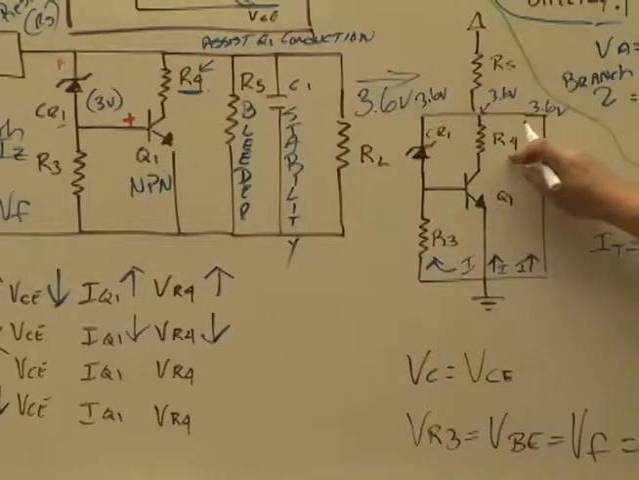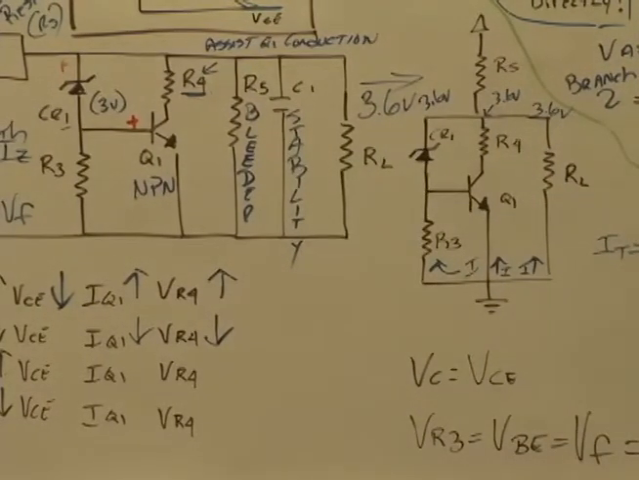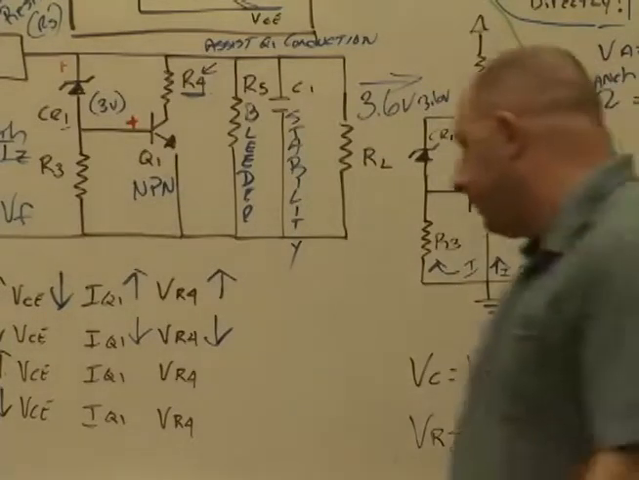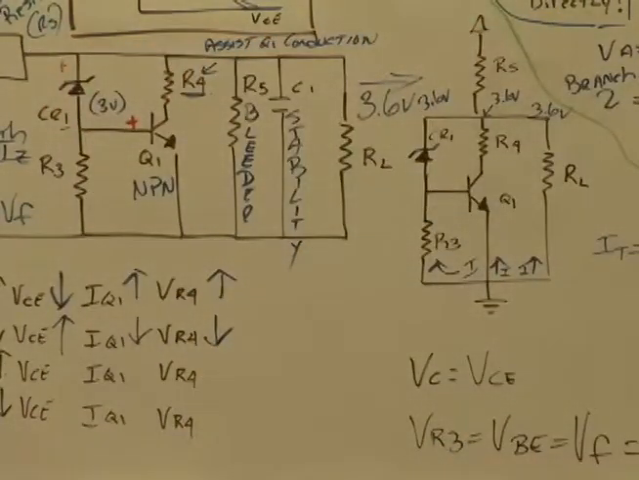If VR4 decreases, VCE here has to do what? Increase, to compensate and equal that 3.6 volts nearly constant. See what's going on here? What's additive in series? Voltage. Voltage is additive in series.